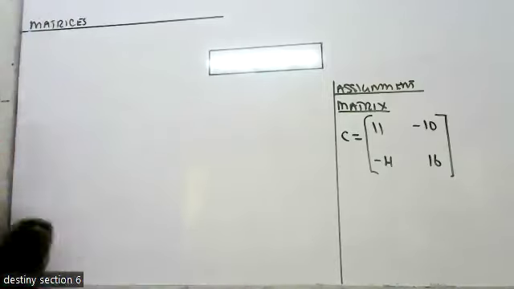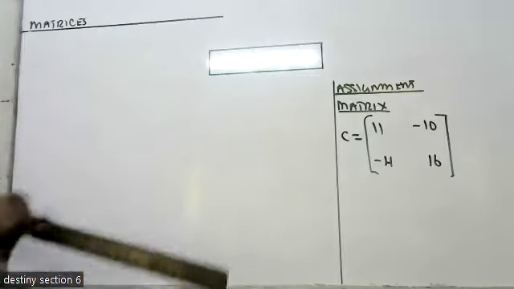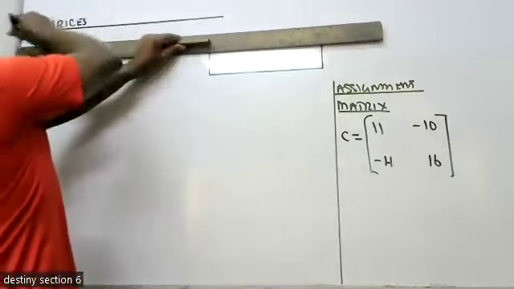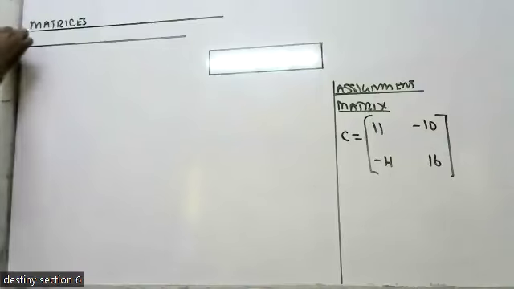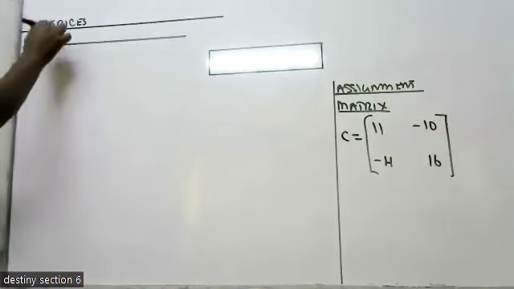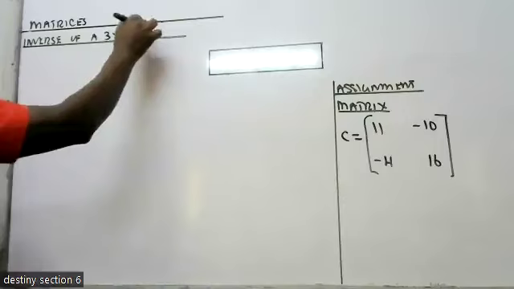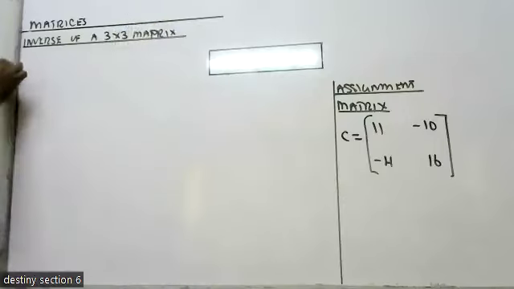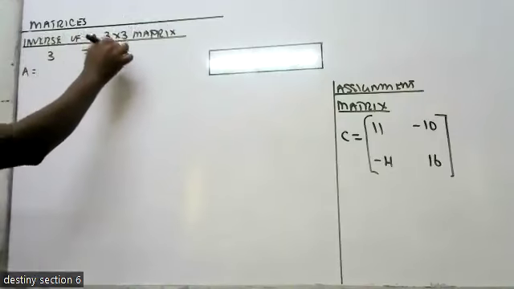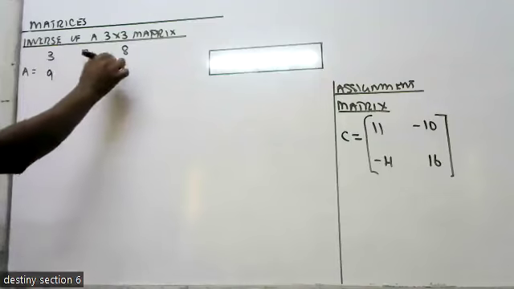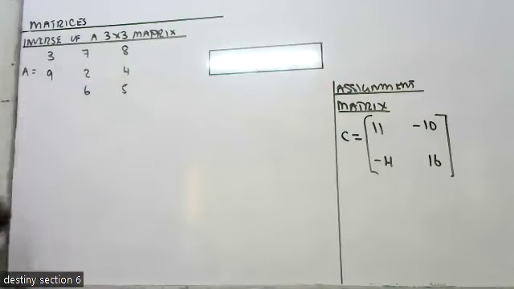Let's now look at how you get the inverse of a 3 by 3 matrix. So let's take our matrix A here to be 3, 7, 8, 9, 2, 4, 5, 6, and 1.